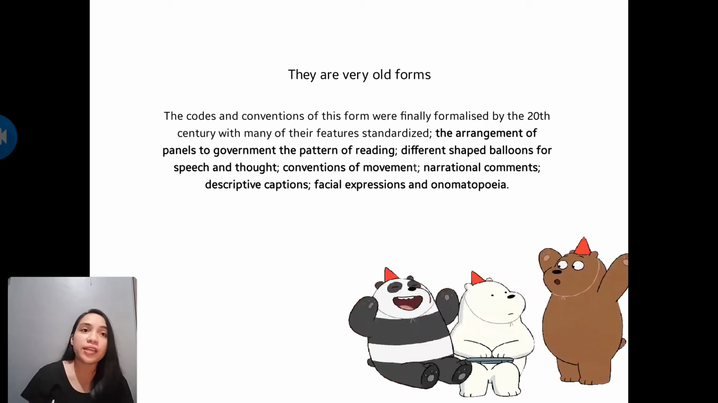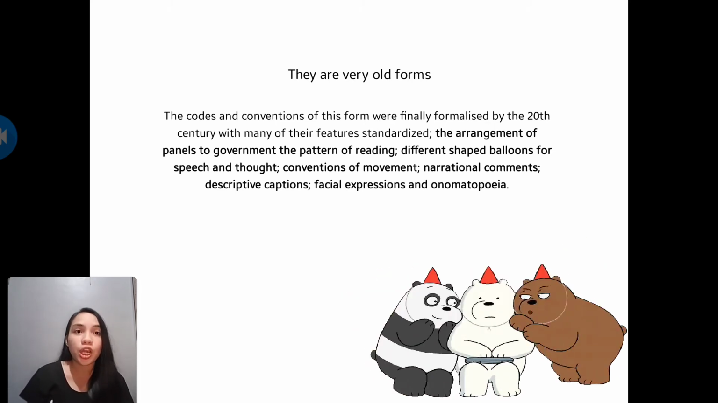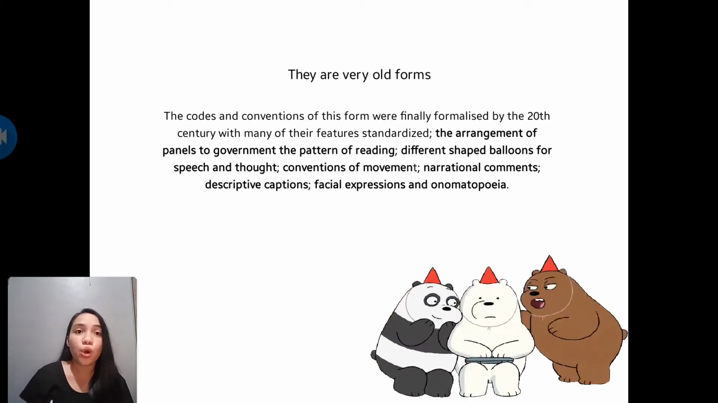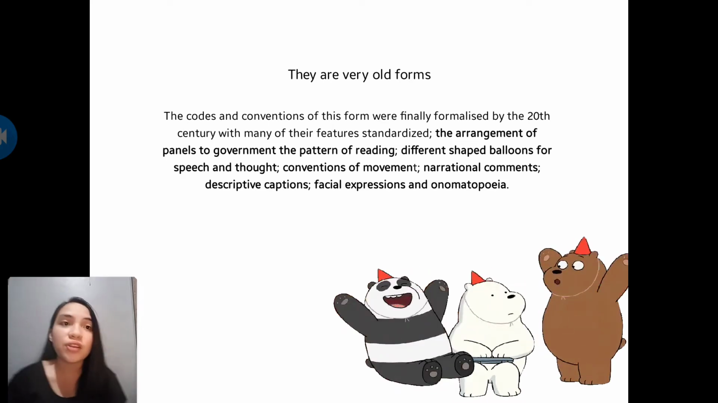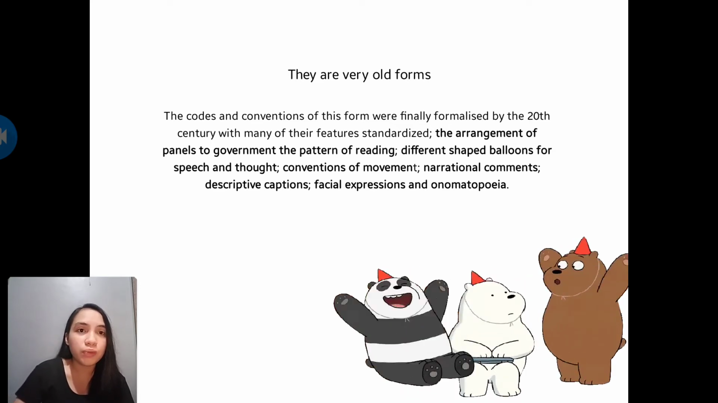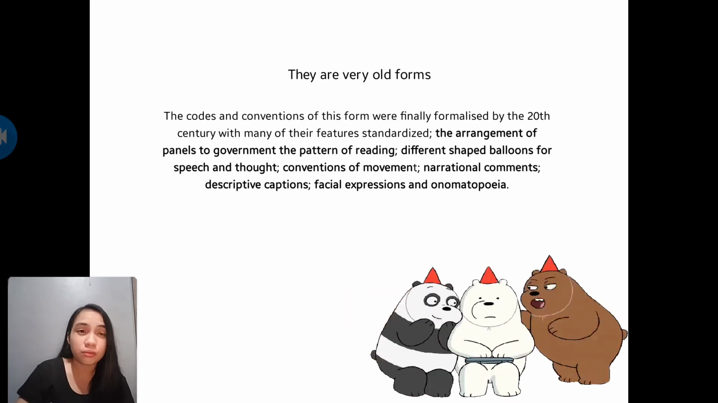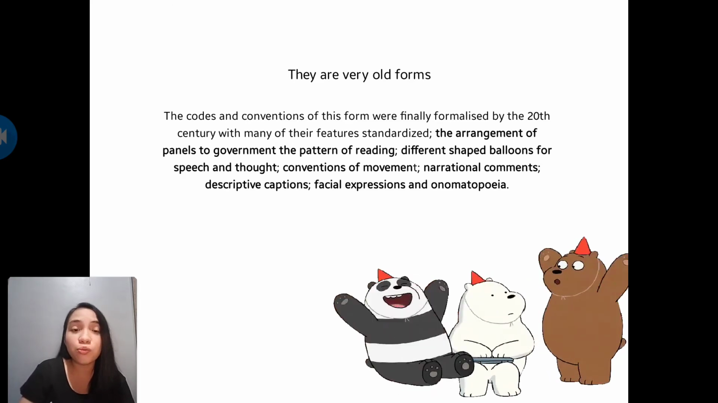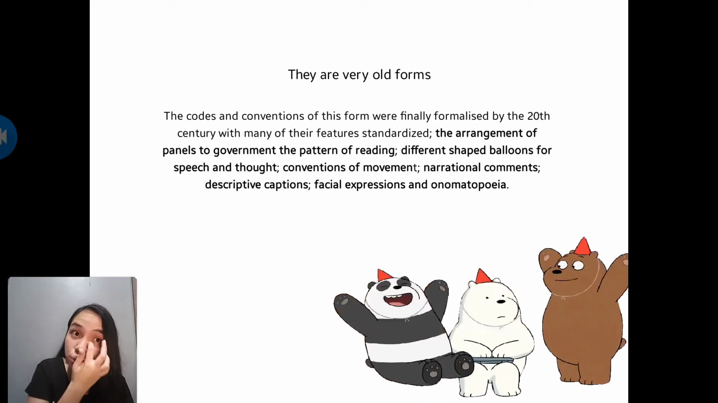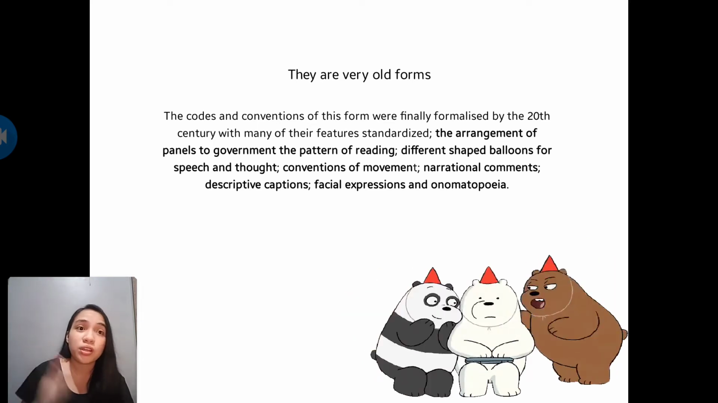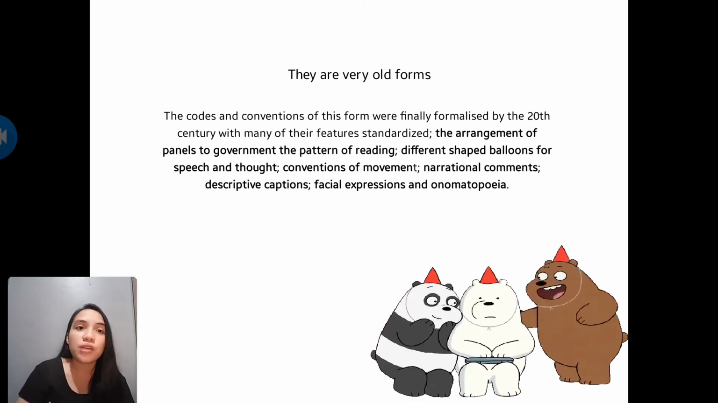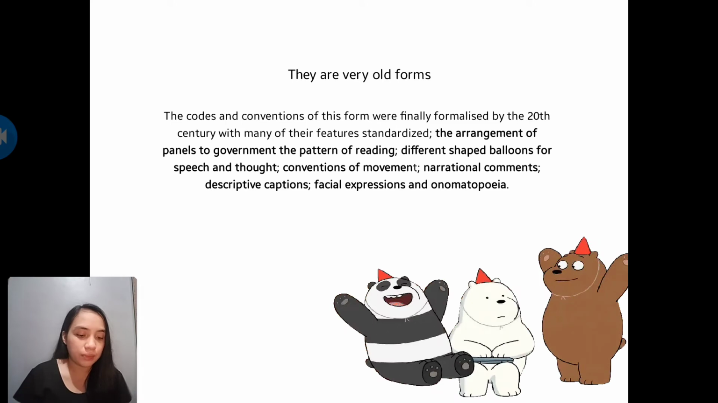The comic strips were finally formalized by the 20th century, with many of their features standardized: the arrangement of panels, the pattern of reading, different shaped balloons for speech and thought, conventions of movement, because as we can see in comic strips, there is a lot of movement that helps us to understand how the character moves from one place to another. Narrational comments, descriptive captions, facial expressions, and onomatopoeia.